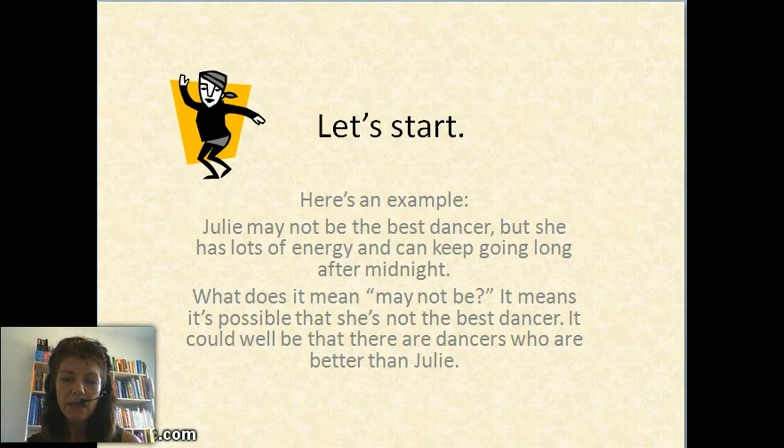Let's start. Here's an example. Julie may not be the best dancer, but she has lots of energy and can keep going long after midnight. What does it mean may not be? It means it's possible that she's not the best dancer, but it could well be that the dancers were better than Julie.